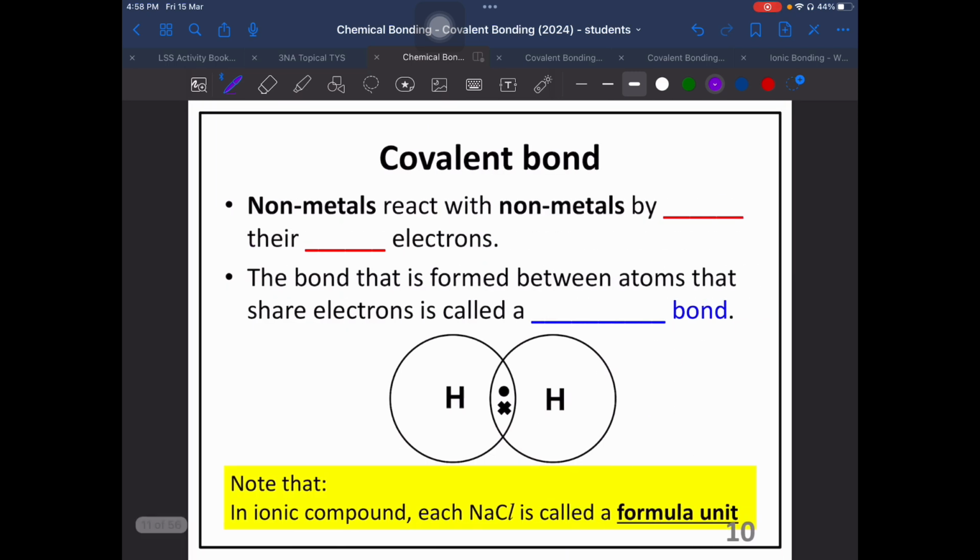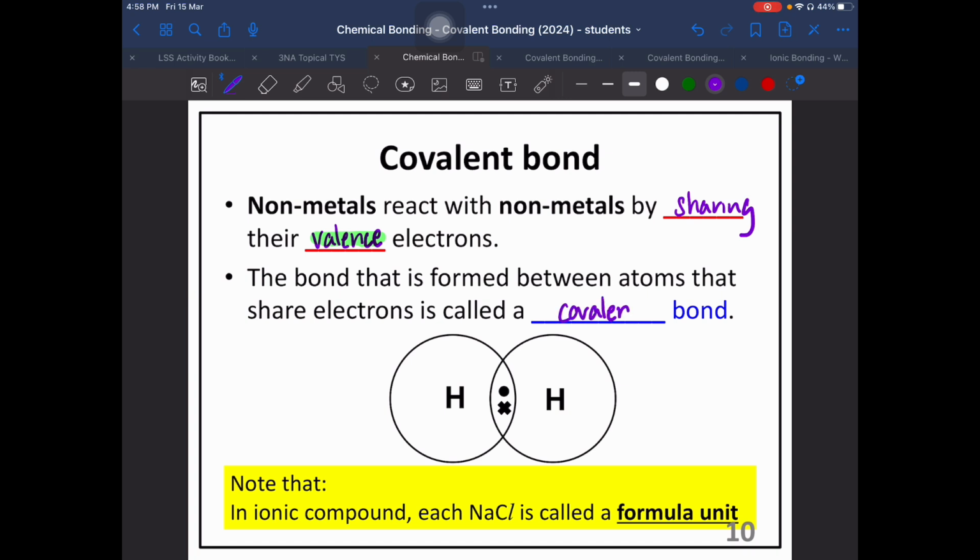So as mentioned, a covalent bond happens when non-metals and non-metals react together, and they react together by the sharing of their valence electrons. So actually all chemical reactions involve valence electrons, the same for ionic, the same for covalent. But in this case, it's more about the sharing itself. And this bond that is being formed is what we call a covalent bond.